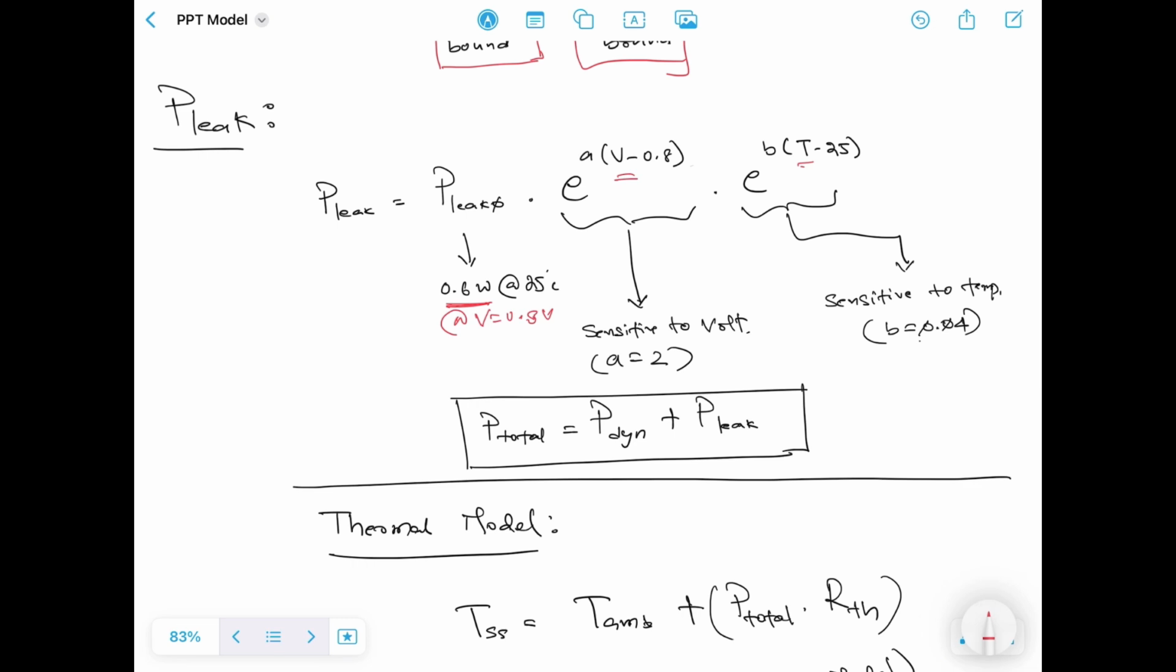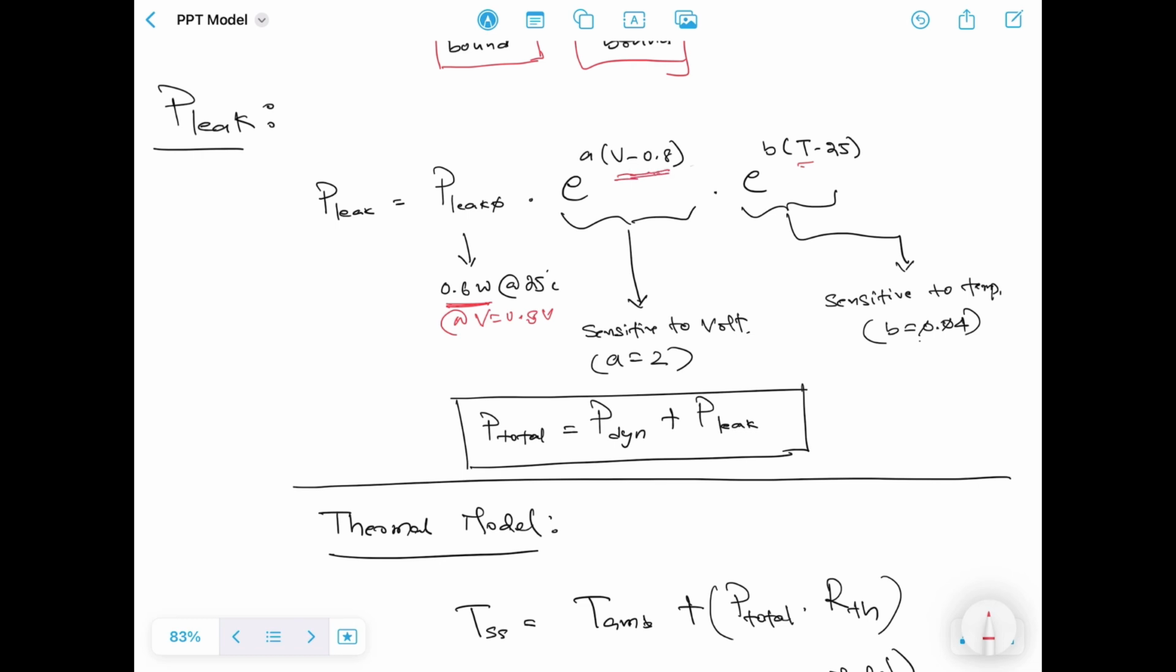And also the way these exponentials are defined, if V is equal to 0.8 volts, then this term will become e to the power 0, so this entire term will become 1, and if T is equal to 25, that term goes away too. So basically we will have a leakage power of 0.6 watts. Now further, in the DVFS table we have set the lowest voltage that it can go to as 0.8 volts.